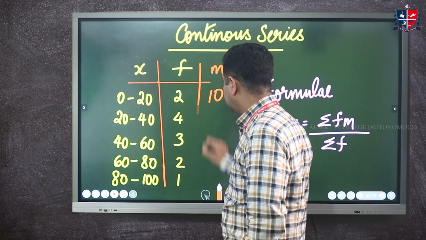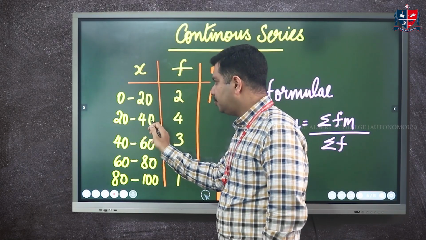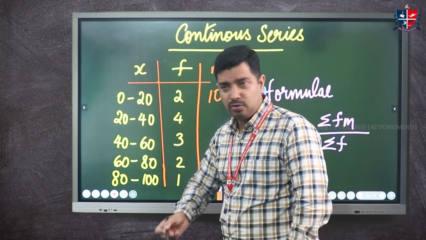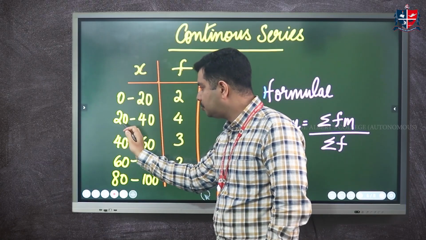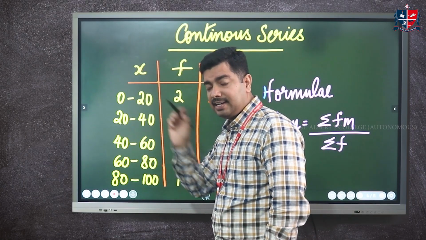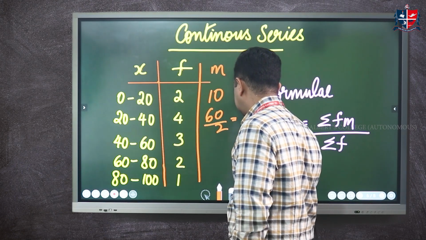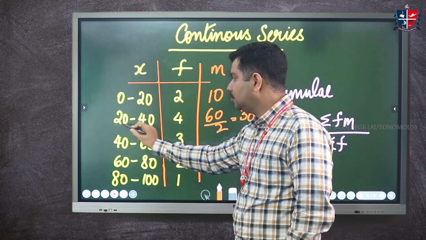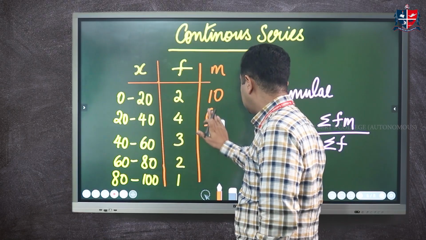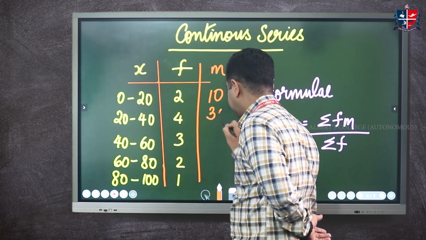So the midpoint is 10. Now 10 to 20, 40. If you don't know how to do it, add them. 40 plus 20 is 60. 60 divided by 2, that is 30. Got it? So 20 to 30. So that is how you find the midpoint.